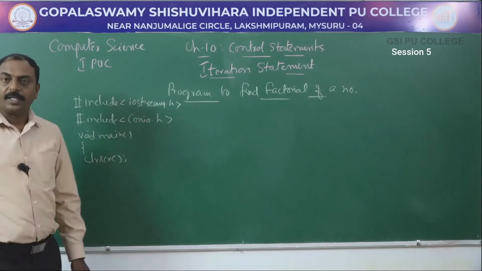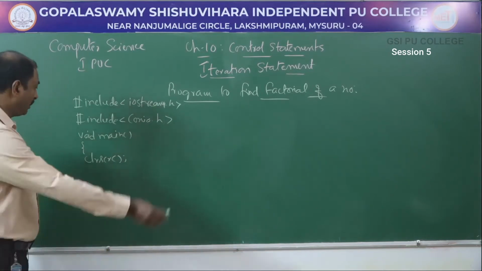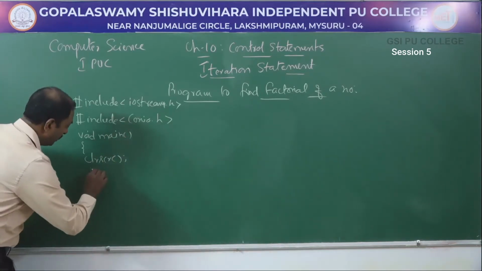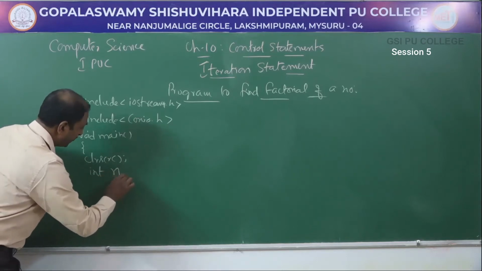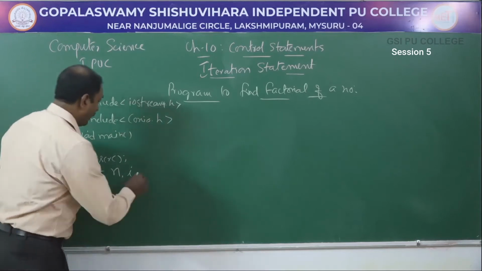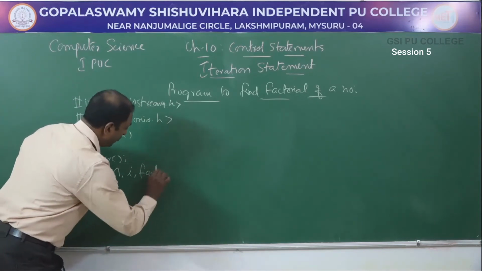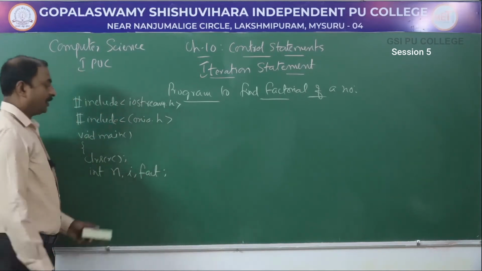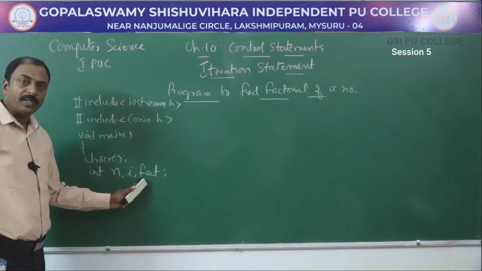Next is declaration of variables. Here I am using variables of type int. n is the given number, i is a loop control variable, and fact is a variable to store the result or the factorial of a number.